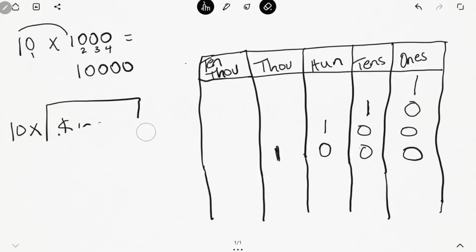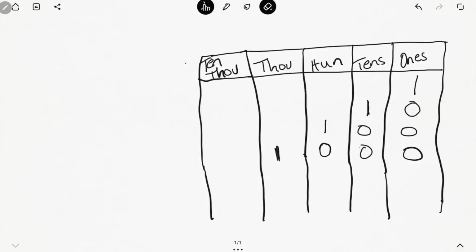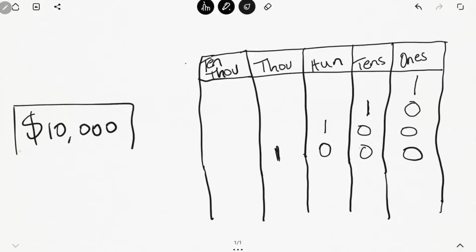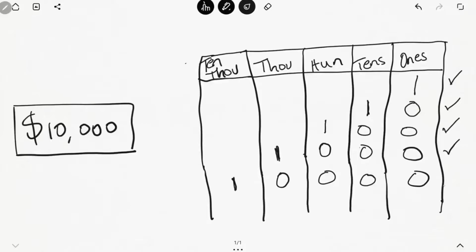All right, so again, let's pretend. Let's say here that we have a $10,000 bill. Let's say you went to the bank, you gave them your 10 $1,000 bills, and they give you a $10,000 bill. You have a 1 in the 10,000 column. You don't have any $1,000 bills, no $100 bills, no $10 bills, no $1 bills. You have 10,000. All right, so this is how you represent $1 in the place value chart: $10, $100, $1,000, and $10,000.